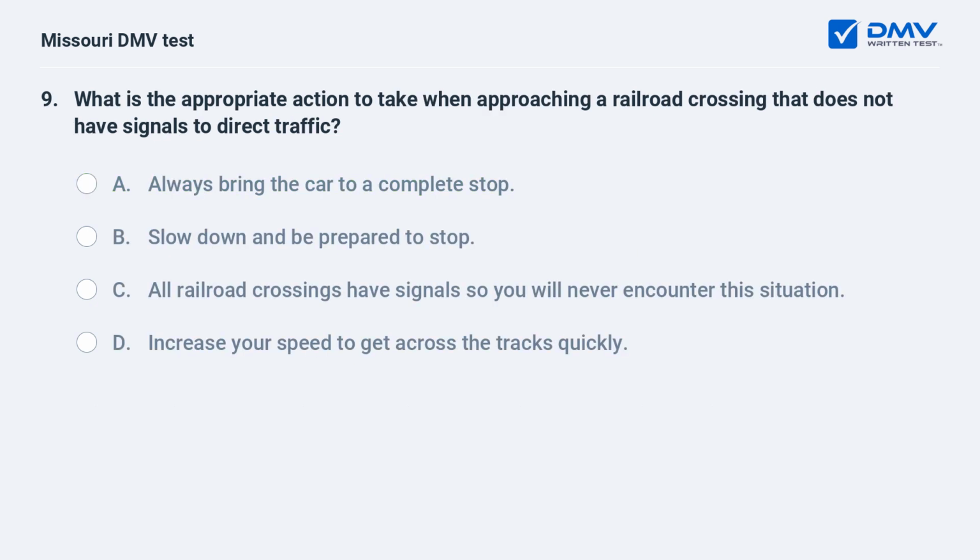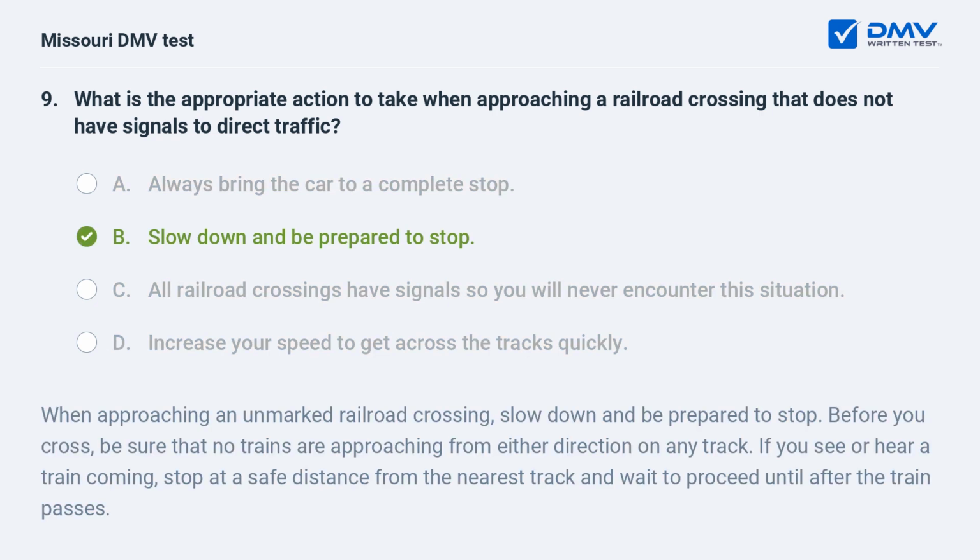from the right. What is the appropriate action to take when approaching a railroad crossing that does not have signals to direct traffic? A. Always bring the car to a complete stop. B. Slow down and be prepared to stop. C. All railroad crossings have signals, so you will never encounter this situation. D. Increase your speed to get across the tracks quickly.